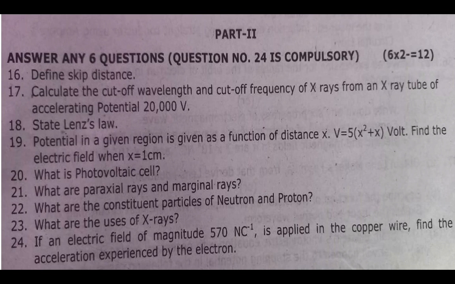Question number 21. What are paraxial rays and marginal rays? Question number 22. What are the constituent particles of neutron and proton? Question number 23. What are the uses of X-rays? Question number 24. If an electric field of magnitude 570 Newton per Coulomb is applied in the copper wire, find the acceleration experienced by the electron.